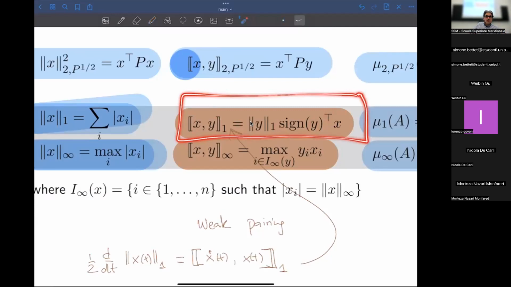I give you two vectors. You take the one norm of the second vector, then you take the sign entry-wise of the second vector, and you do the inner product with the first vector. You get a number out of that. That is the one pairing, or the sign pairing, or the L1 pairing. People sometimes refer to the one norm as the L1 norm. Any questions? It is not commutative. The order is important.